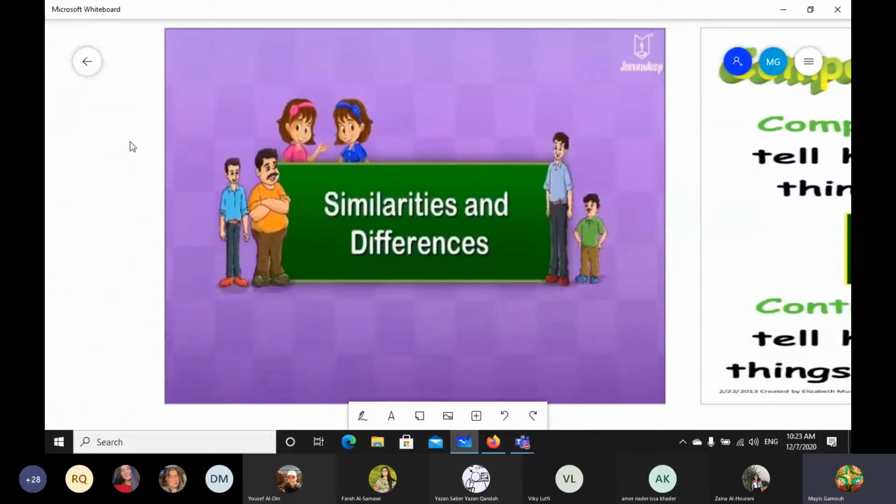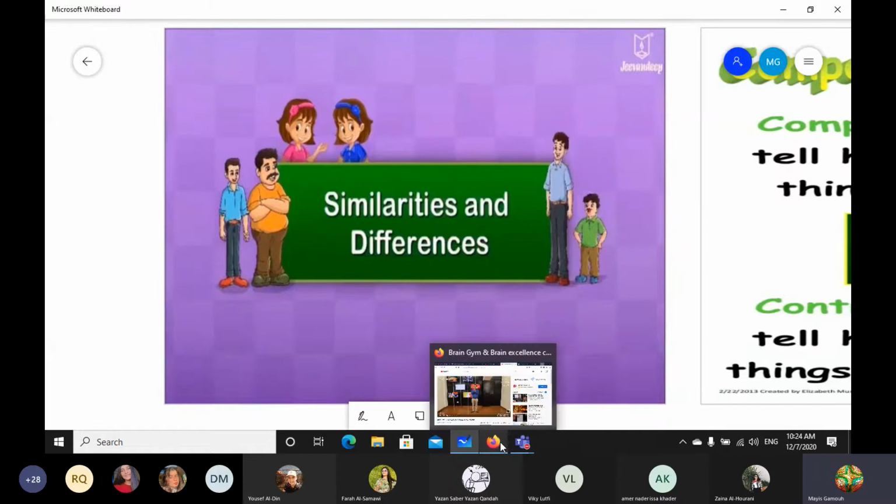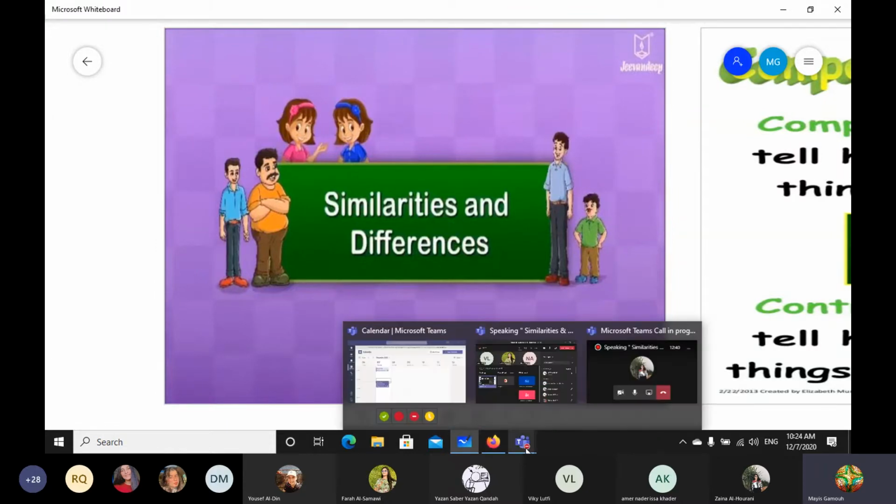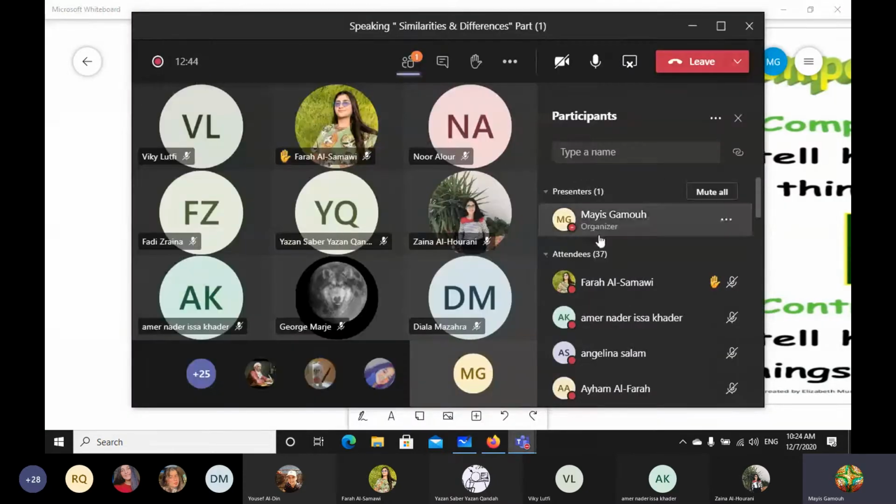But before proceeding with our lesson, I want you to answer me. What is the definition of the term similarities? And what is the definition of the term differences from your understanding? And please, if you want to answer, please raise your hand. Farah, what is the definition of similarities, dear?